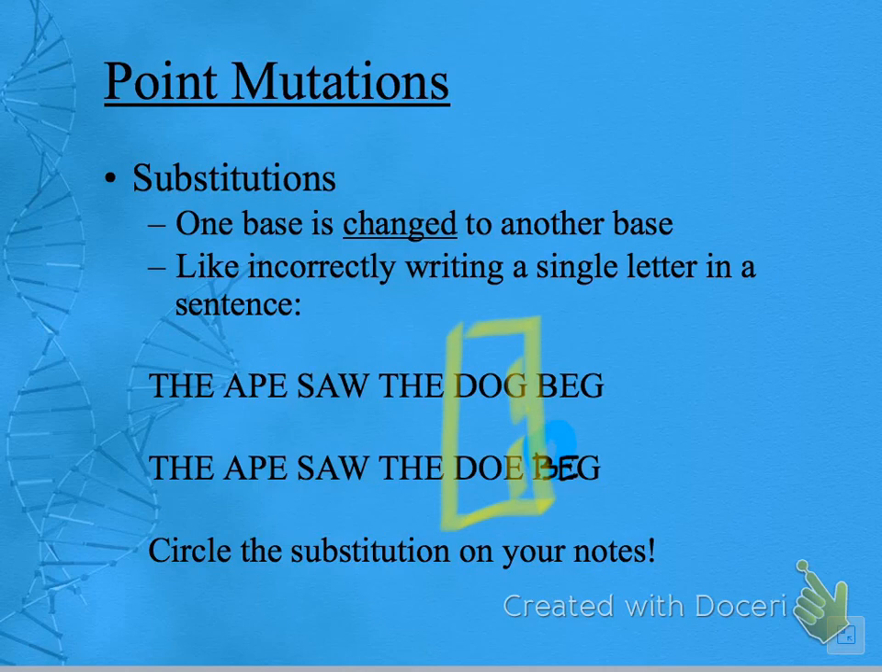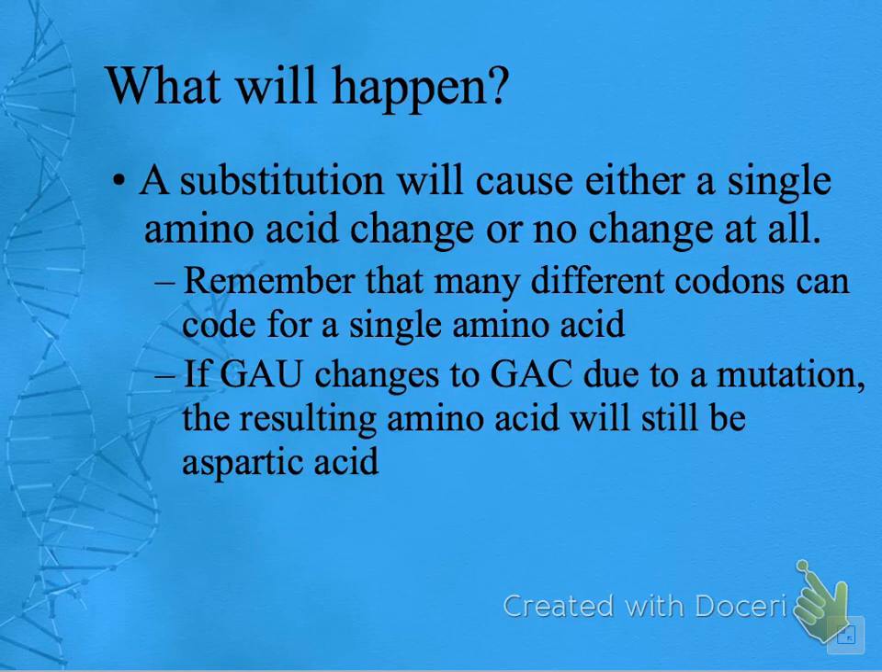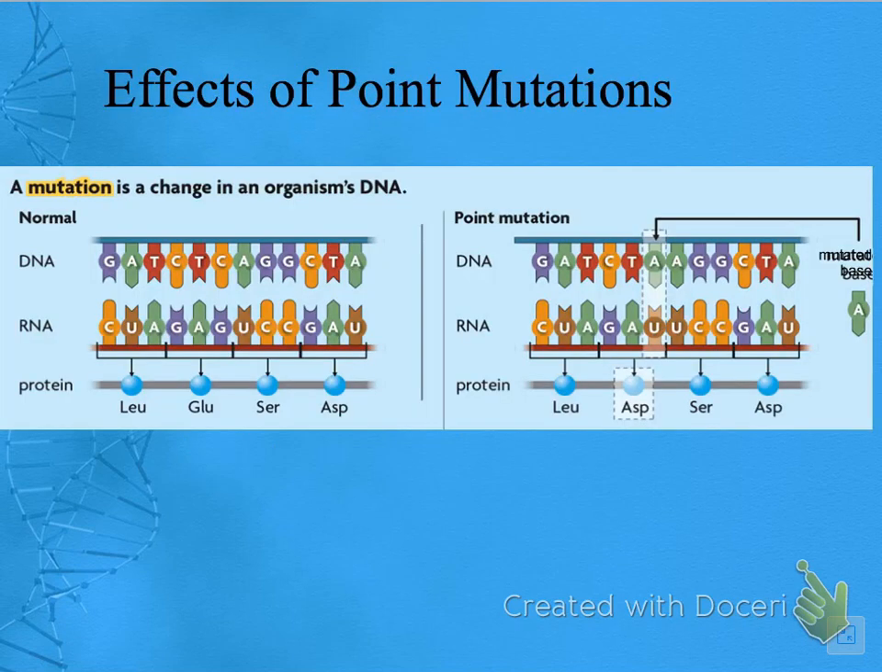So in your notes, you need to circle the substitution. So what's going to happen? A substitution is either going to cause a single amino acid change or no change at all. Remember that many different codons will code for the same amino acid, or they can even code for different ones. So if GAU changes to GAC due to a mutation, the resulting amino acid is still going to be aspartic acid. It's not going to change.